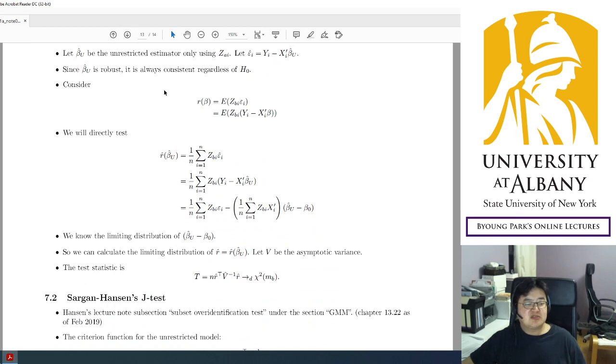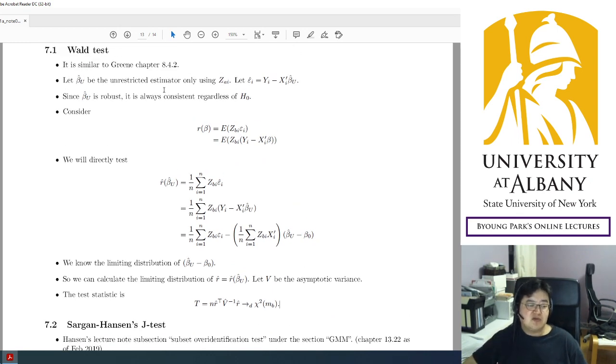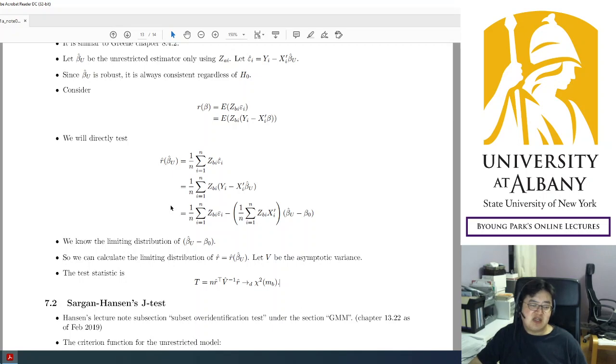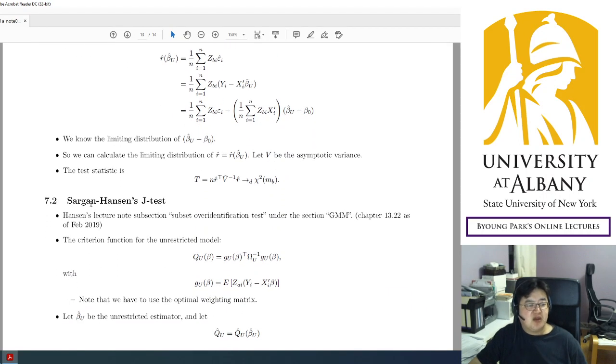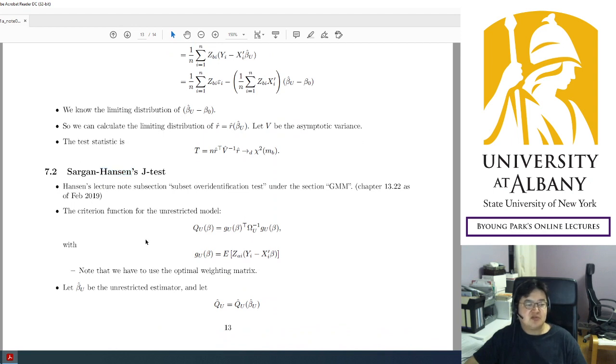And I will show you that in the same setup, we may use the Sargan and Hansen's J-test. This is the J-test. And this Hansen is a different Hansen. The author of the lecture note is Bruce Hansen at Wisconsin. And this Hansen is Lars Hansen at Chicago, who won the Nobel Prize several years ago, and he invented the GMM method. So that's why his name is included in here. Now this part is based on Bruce Hansen's lecture note.